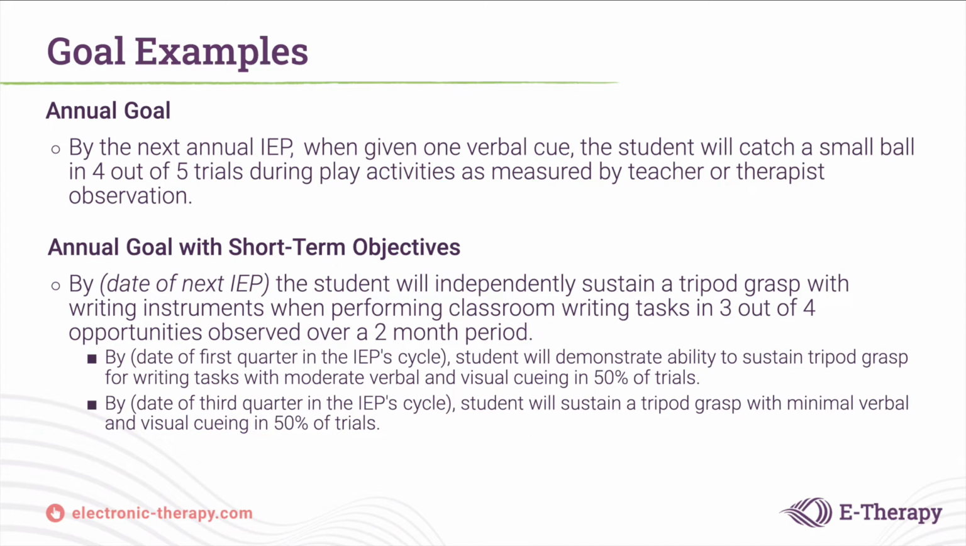Here's an example of that. By the date of the next IEP, maybe that's the way the school writes the timeline, the student will independently sustain a tripod grasp with writing instruments when performing classroom writing tasks in 3 out of 4 opportunities observed over a 2-month period. So again, we've got all of those elements of the SMART goal there.